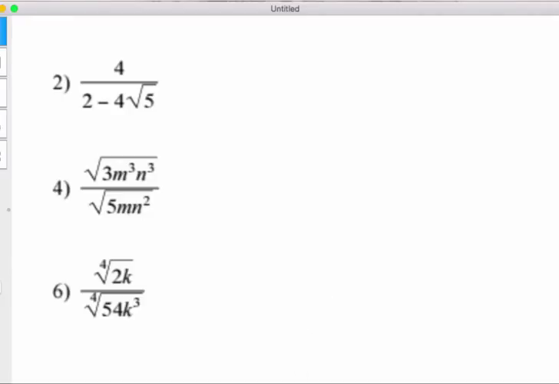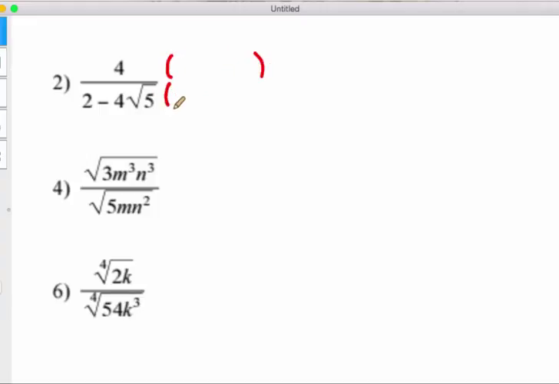Okay, these problems are from the Chapter P Mix-Up. I'm just sort of choosing to do some random problems just for practice. So the directions here probably said simplify, which in this case means to rationalize the denominator.